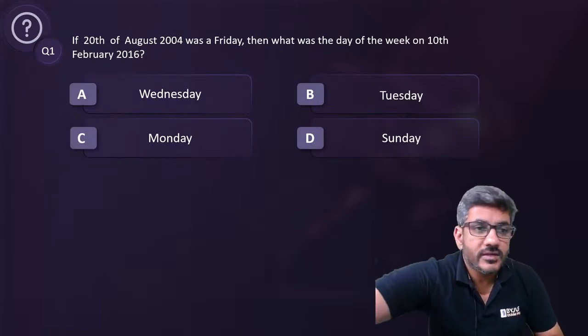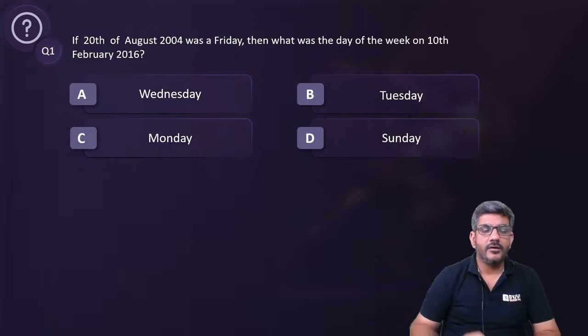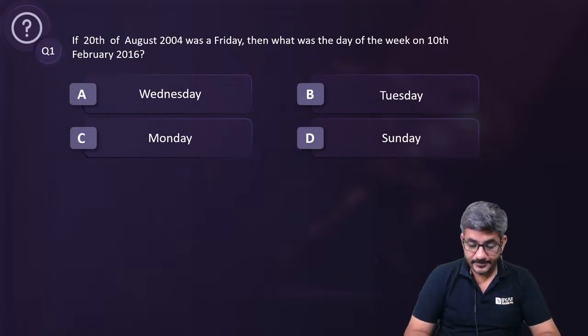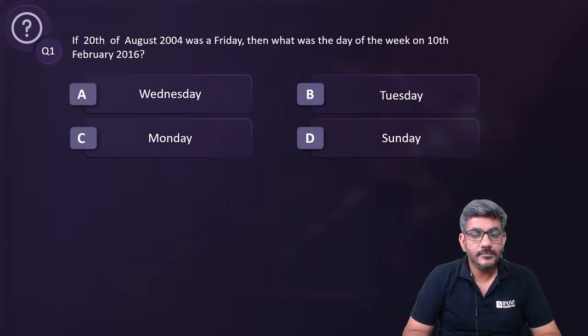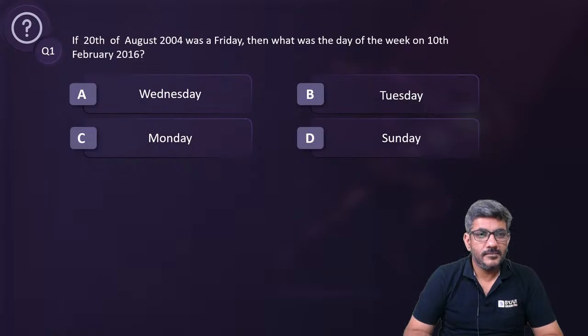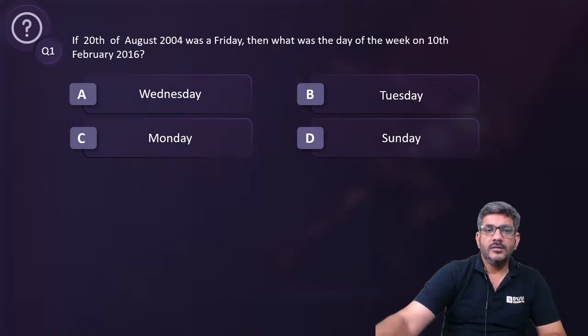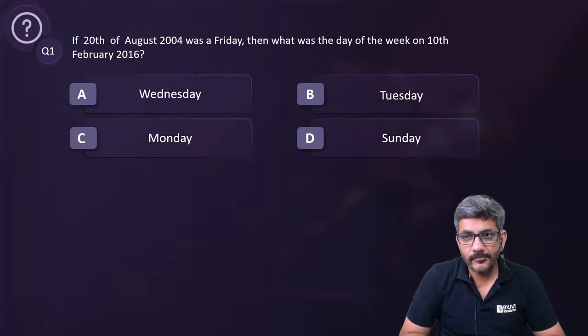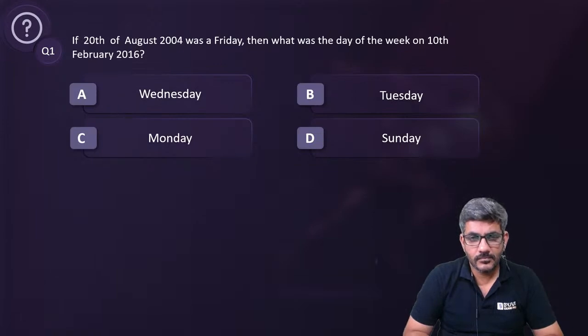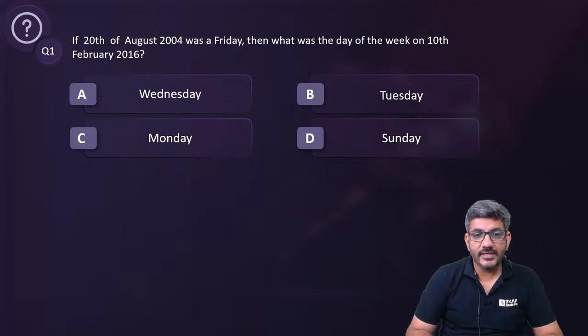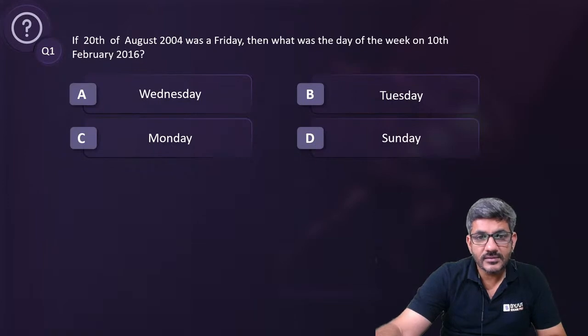If 20th of August 2004 was a Friday, then what was the day of the week on 10th February 2016? What is the answer? Any answer that anyone is having? It's definitely not a difficult question. Nikesh Thakur has answered as A. Soumya Srivastav has answered as A. We have got two answers from Nikesh and Soumya.